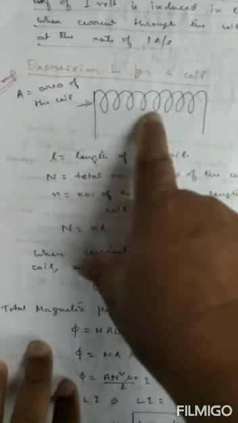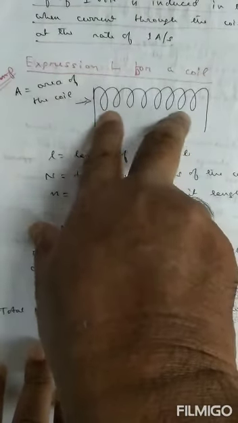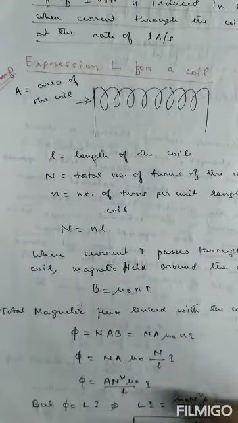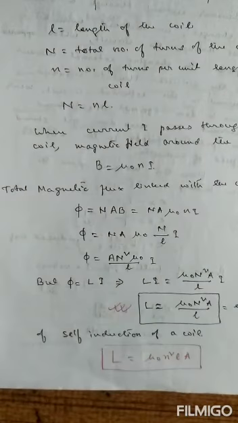That means if length of the coil decreases, then what happens? Turns come very close to each other. If l decreases, what will happen to the coil? It will become compact. The turns will be close to each other. So what will happen to the coefficient of self-induction? It will increase. Is it clear?